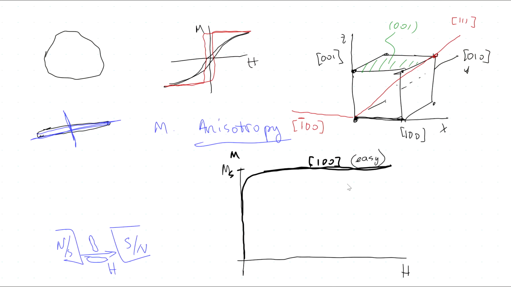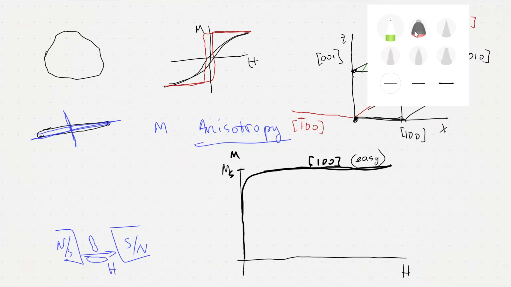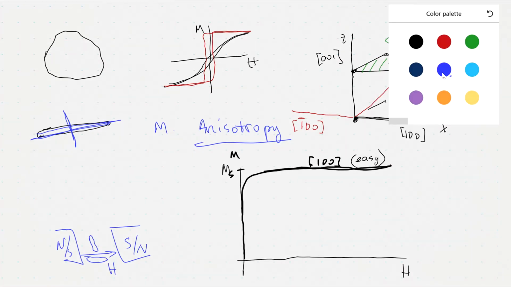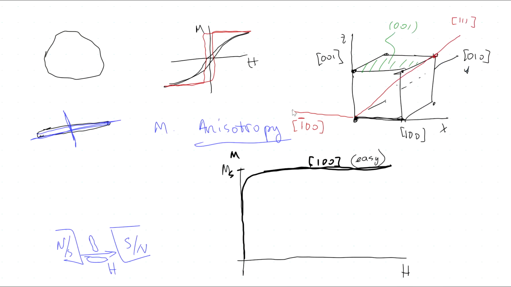And now, if you'll take this crystal and rotate it so that the applied field would be in the direction of 110, so if you look at 110, this is the direction 110 in plane, in the xy plane. It goes through these parts of the cube.